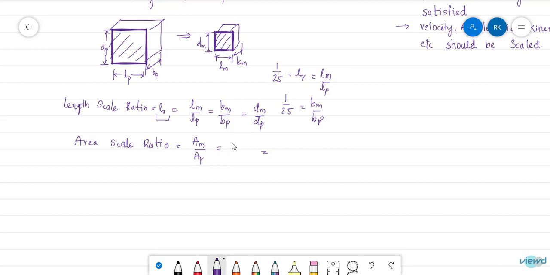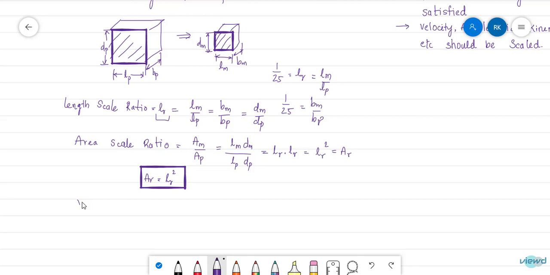Now LM DM divided by LP DP. So LM by LP, that is length scale ratio LR. DM by DP, that is length scale ratio LR. So LR square. What is this? Area scale ratio AR. So area scale ratio is equal to LR square.